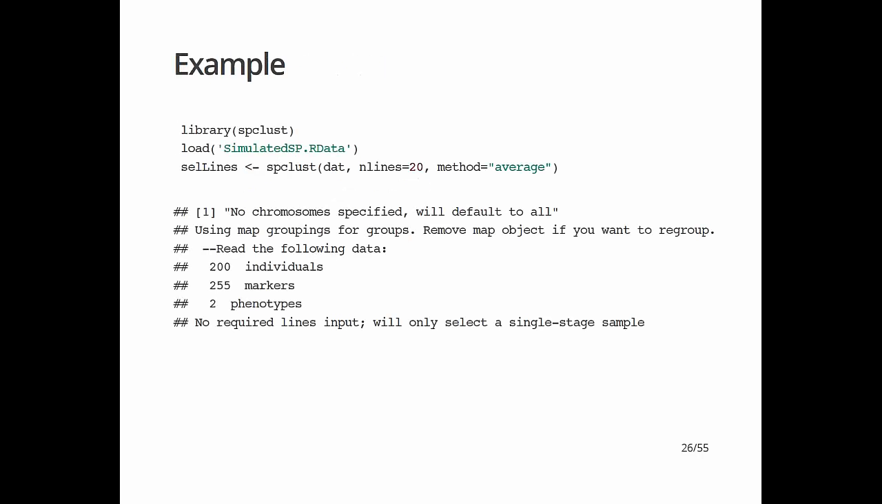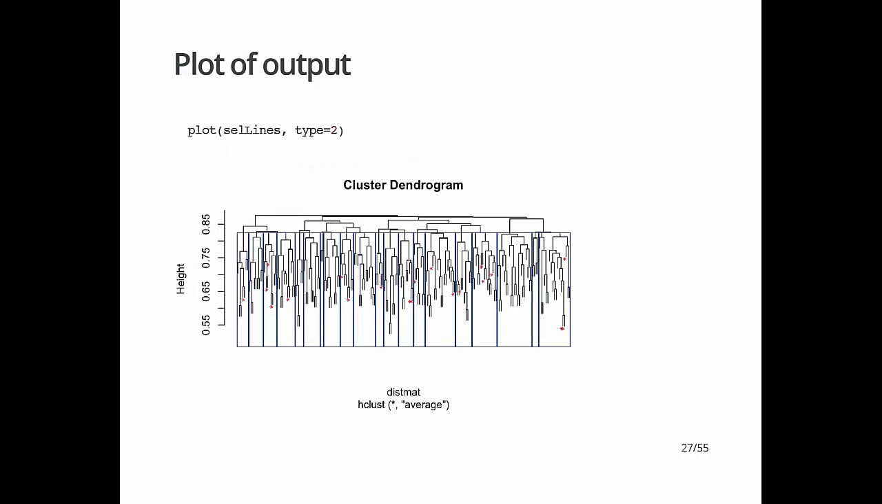There's basically one function you want to use in it, which is called SPclust, and all you need to input is your data in a cross or mpcross format, the number of lines you want to select, and the type of clustering method you want to use. And that's all that goes into it. And then you get plots out like this, and you also get a list of lines that have been selected. If you want to do 2-stage, you essentially put in the lines that you picked out of the first stage, and that's what informs what goes into the second stage.